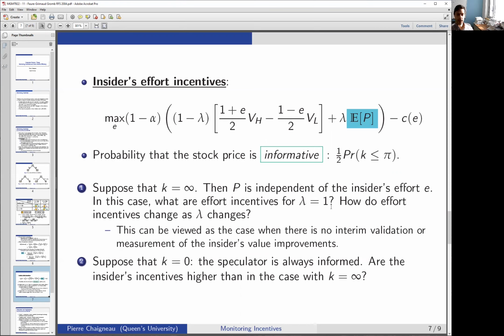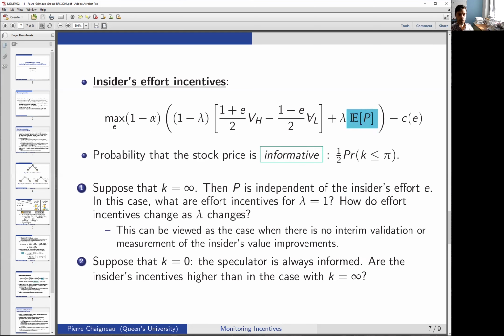So what are the effort incentives? Well, again, there's two cases. It depends on the probability of the liquidity shock. If there's a liquidity shock with probability 1, in this case, the manager knows that it will always have to sell his shares at a stock price which is uninformative about firm value and therefore about the actual effort put in by the insider. In this case, the manager has 0 effort incentives. Right? There's no benefits to exerting effort because the stock price is not going to reflect any of that.